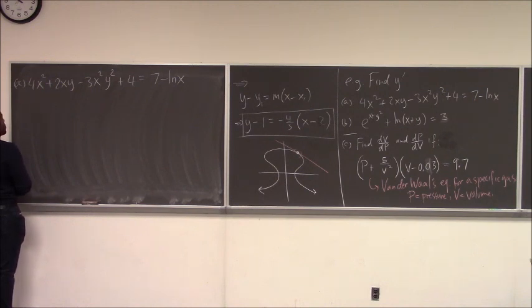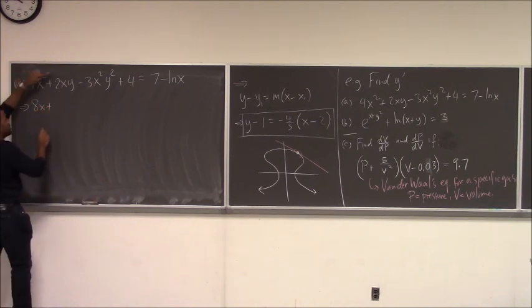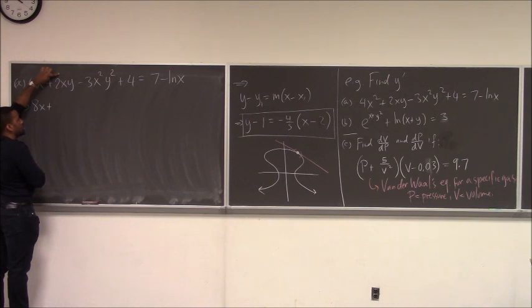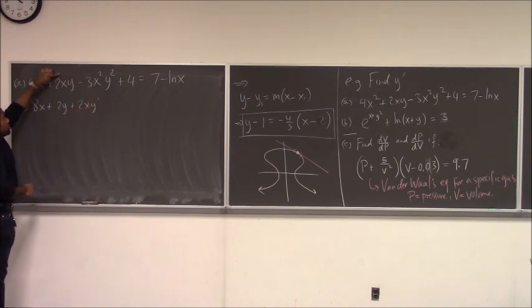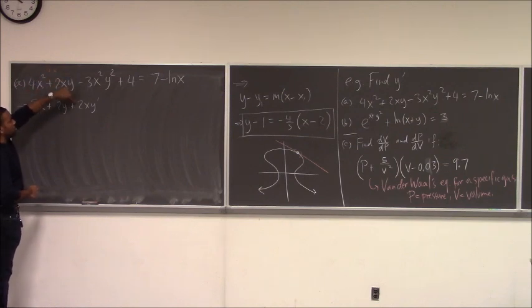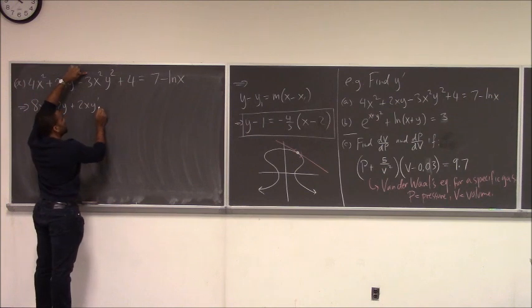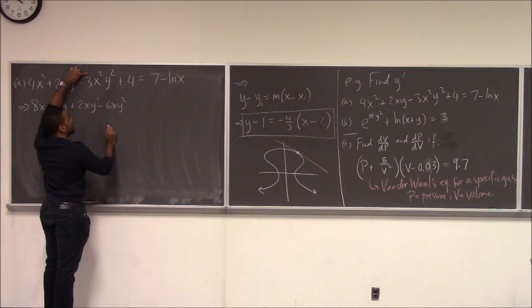Can you take the dy dx of both sides? Find the derivative of everybody. What is this one? 8x. This one: it's 2y plus 2x y prime. Right? We need the product rule. So differentiate the x, leave the y alone. Then leave the x, differentiate the y. You get that. This one: 6x y squared plus 3x squared y prime.